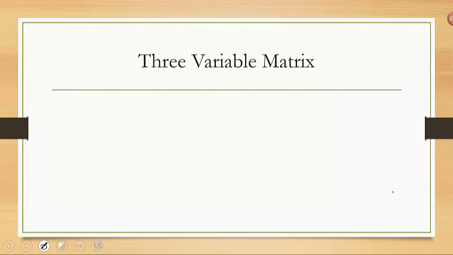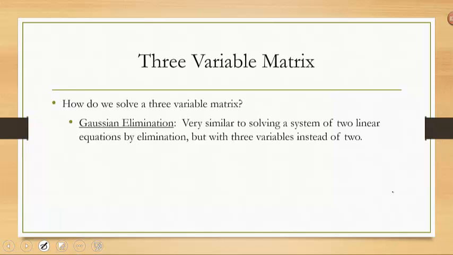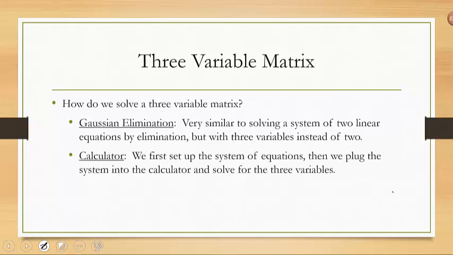Next, three-variable matrix. How do we solve a three-variable matrix? We can either use Gaussian elimination, which is very similar to solving a system of two linear equations by elimination, but with three variables instead of two. As well as using a calculator, we first set up the system of equations, then we plug the system into the calculator and solve for the three variables.